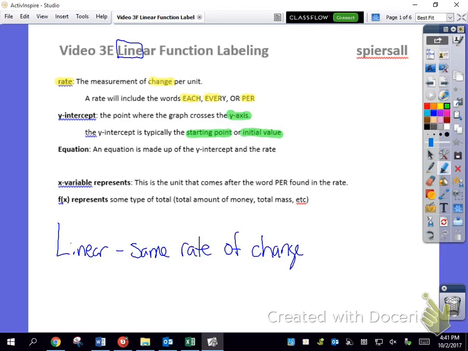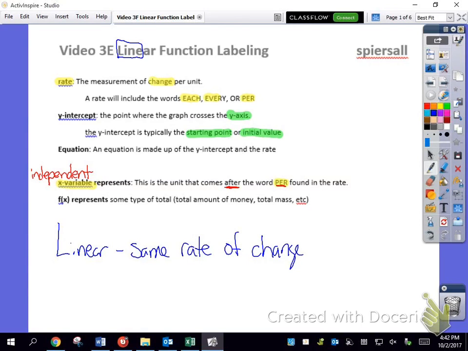And an equation is made up of the y-intercept and the rate. Now, the x variable is going to represent the unit that comes after the word per in the rate. Okay? So when you find that word per, that's also going to help you identify the x variable. And remember, we said that the x variable is my independent. So remember, we've been talking about independent and dependent variables. The x variable is your independent, and it is always after the each, every, per. Okay, so it will be after.